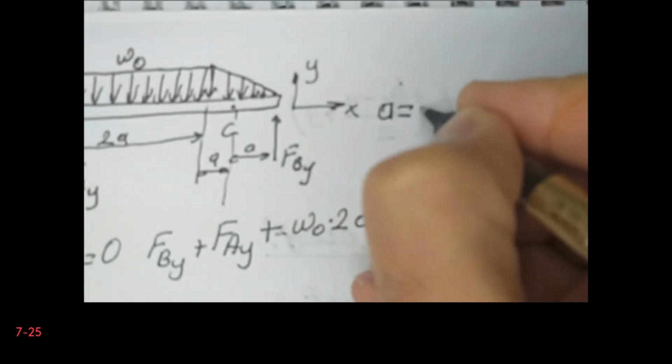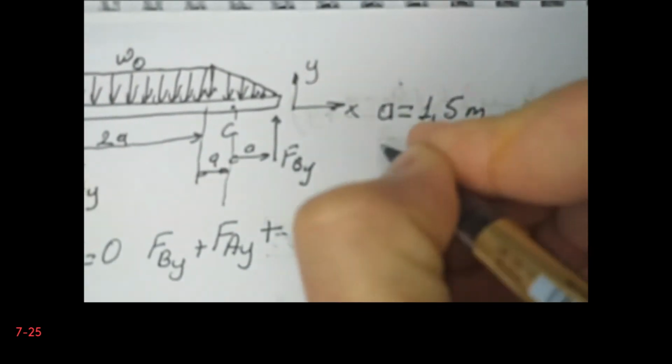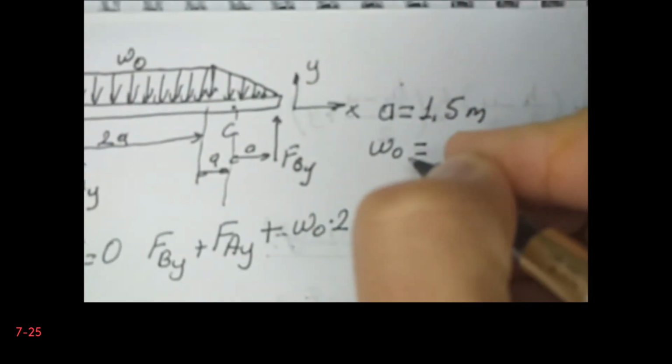Now the next thing is the sum of the moments. This will be my first equation. So let's say that this is 1. In fact, let me write the variable values. A is 1.5 meters and W0 is given in the problem. It is 10 kilonewtons per meter.